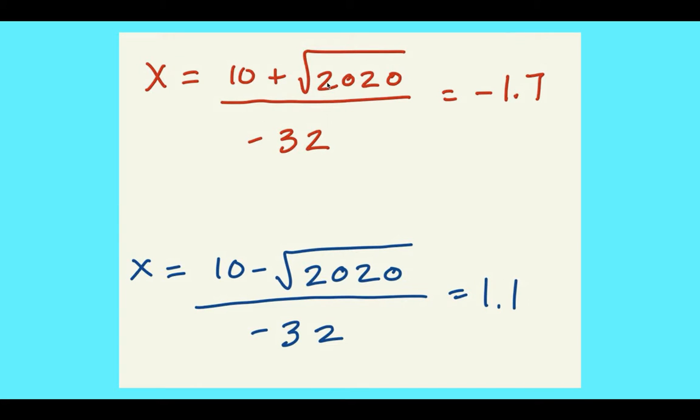I would end with 10 plus the square root of 2020, all divided by negative 32. I would have 10 minus the square root of 2020, divided by negative 32. I end up with two solutions, negative 1.7, positive 1.1. If this was not a story problem, these would both be great answers. I do not know about negative time, therefore the only solution that would work with the story is 1.1 seconds for the tile to reach the ground.